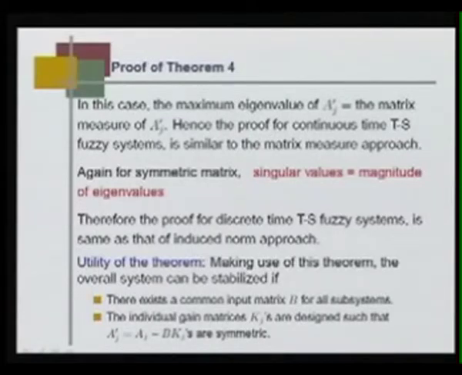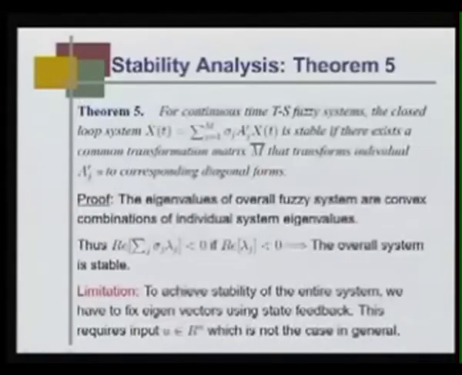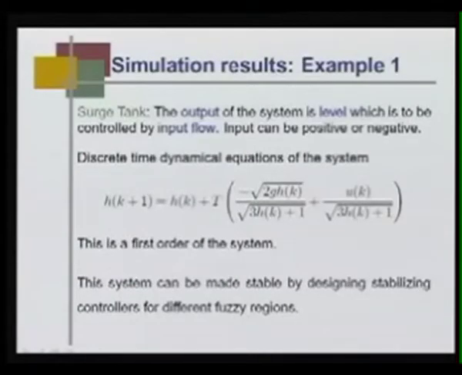Utility of the theorem: making use of this theorem, the overall system can be stabilized if there exists a common input matrix B for all subsystems and the individual gain matrices Kj are designed such that Aj dash equal to Aj minus B Kj are symmetric. So, now we will skip these things.